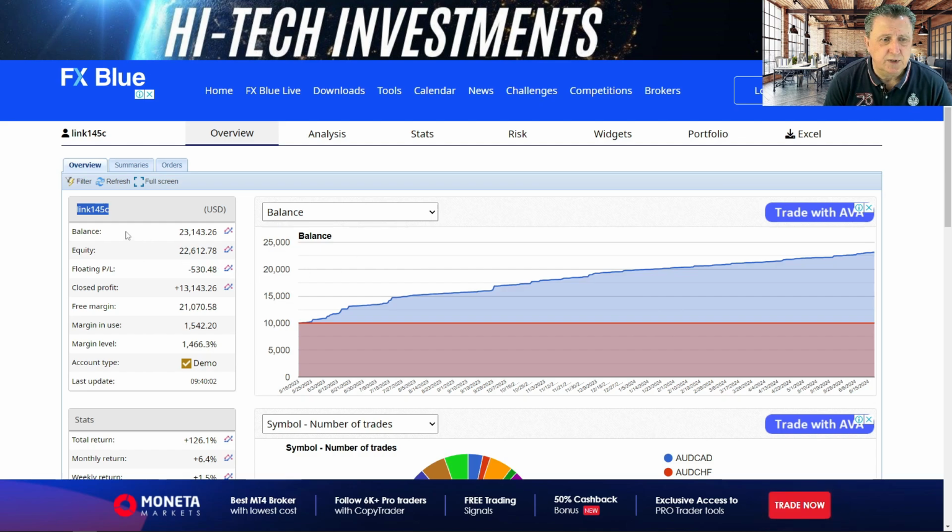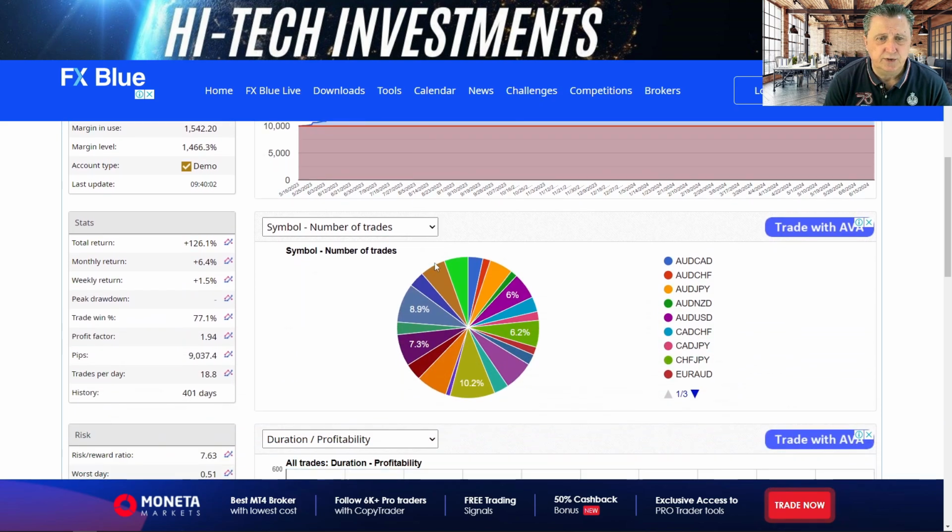And one of the things we can see is obviously the balance is 23,000, so it's done well from the original 10. Equity is slightly lower because we have a floating profit and loss of minus 530 at the moment, so it's actually fairly high compared to what we normally see. Close profits that we have done, 13,143. Free margin, plenty of that, and margin in use. You can see it is our demo account that we are running, but we are getting very similar results on the live trading here also. Total return 126 again. Monthly returns 6.4, and then weekly returns 1.5.